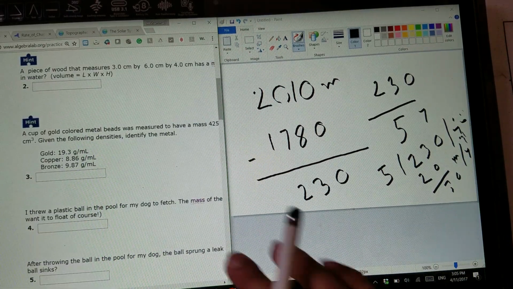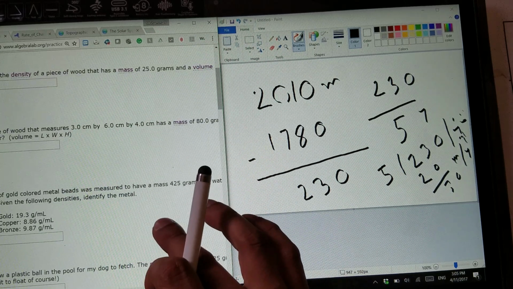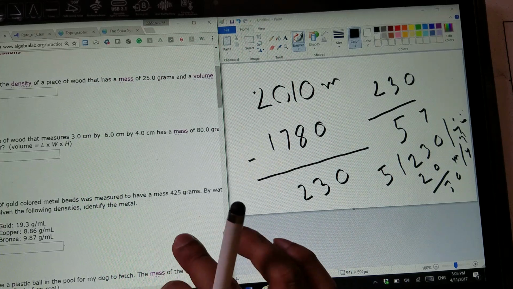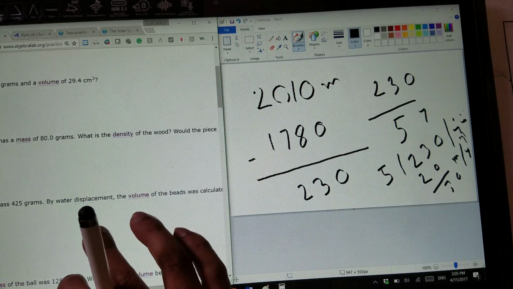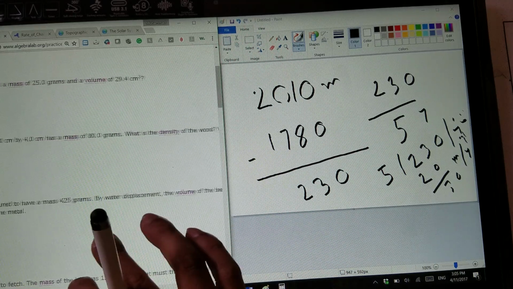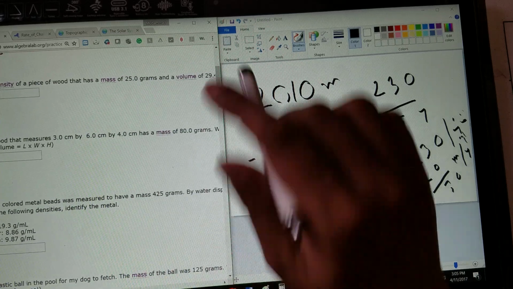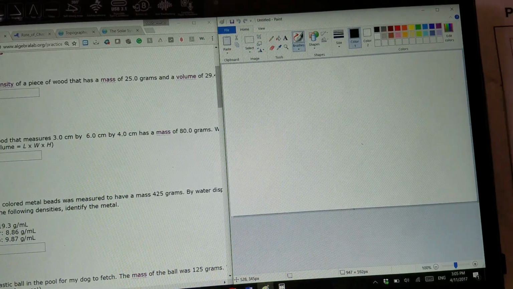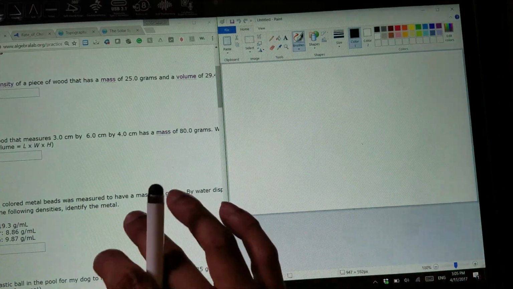The last problem is about density. So we're going to look at question number 3. A cup of gold colored metal beads was measured to have a mass of 425 grams. By water displacement, the volume of the beads was calculated to be 48 centimeters cubed. Given the following densities, identify the metal. So density, the equation is mass divided by volume, the number 4 equation. So you need to know the mass and the volume. So what is the mass?